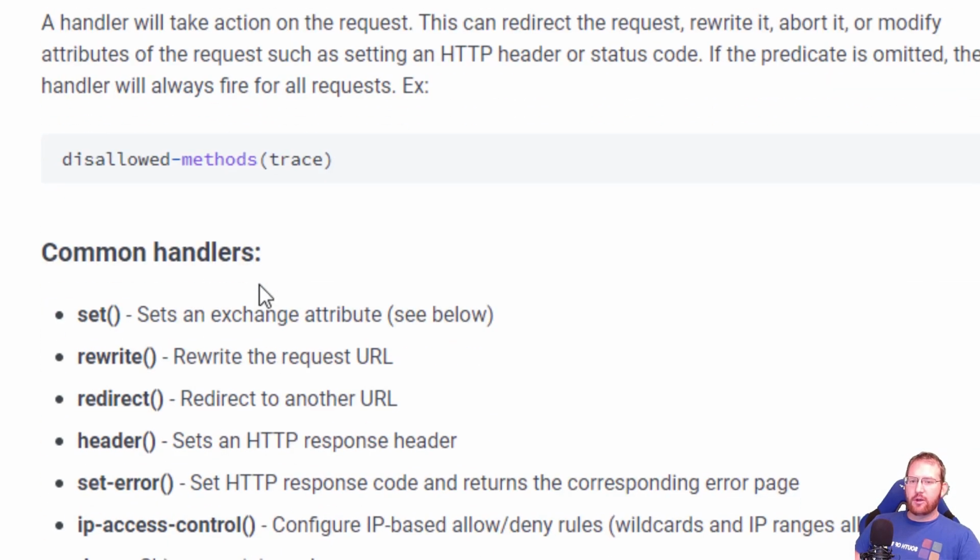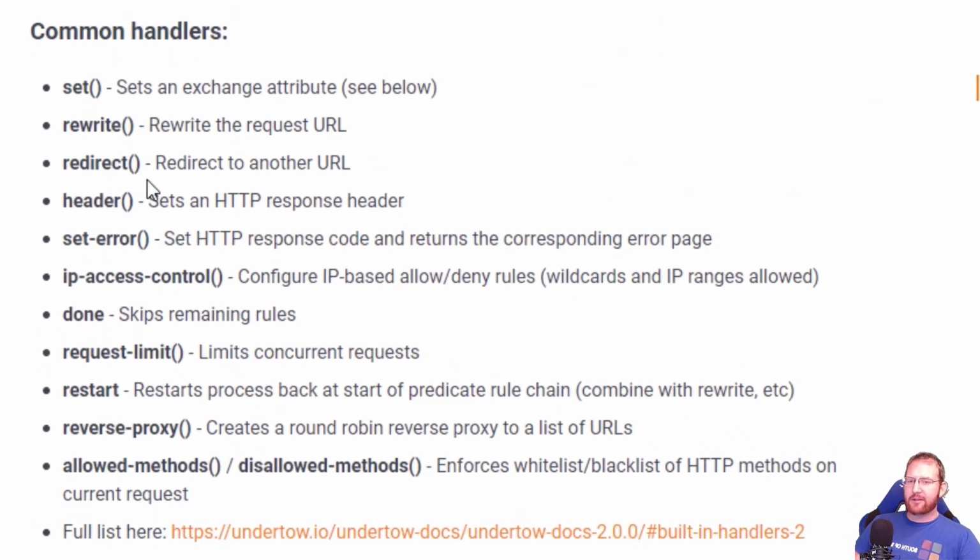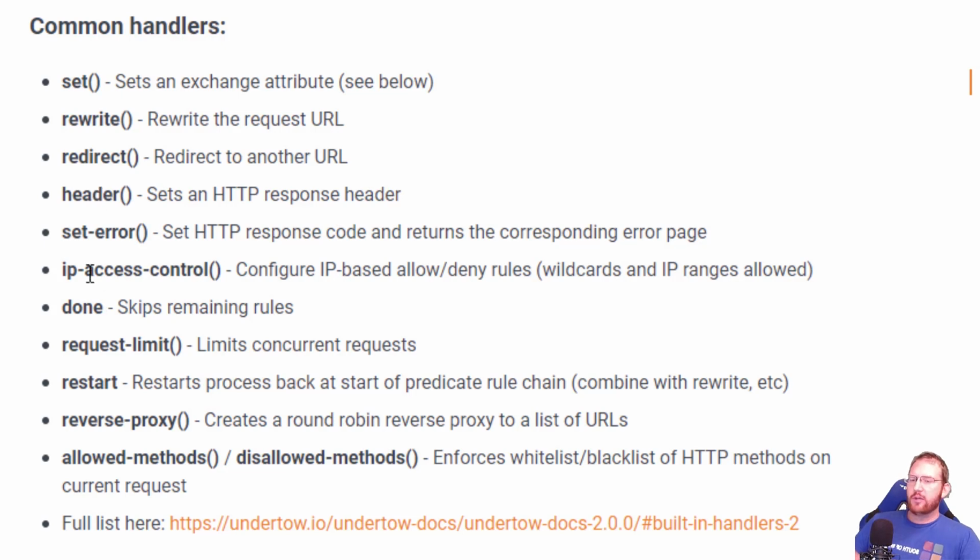Okay, so common handlers, as far as the things you might want to do to affect the request, we can set an exchange attribute. So that could mean setting a cookie, setting a header, right? We can rewrite the request to have a different URL. We can redirect it to another URL using a 301 or a 302 redirect. We can set HTTP response headers. We can send a status code like 404, 403, 500, whatever. IP access control allows us to make something conditional on the IP address ranges. So block all IP addresses unless they're localhost sort of thing.